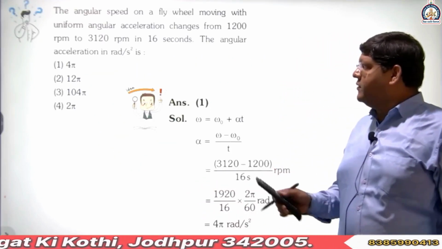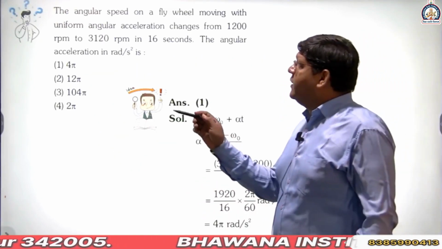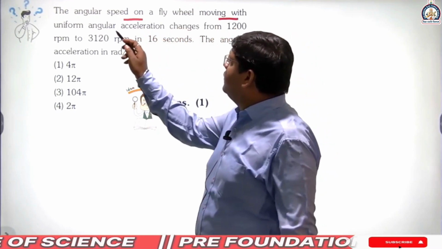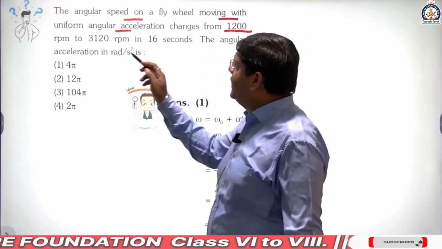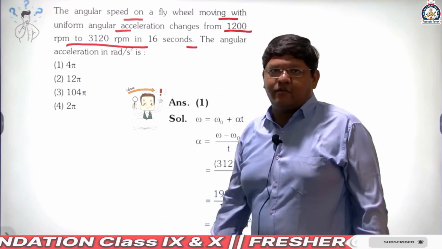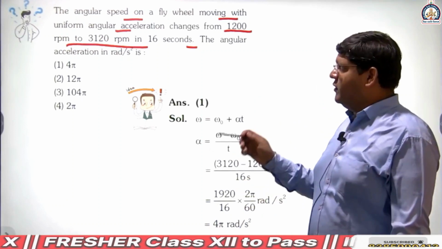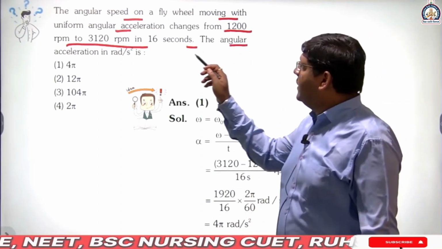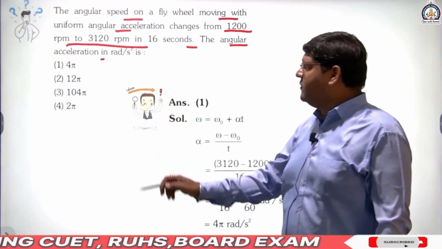Okay. Today's first question is: the angular speed of a flywheel moving with a uniform acceleration changes from 1200 rpm to 3120 rpm in 16 seconds. By this observation we can see this question is from your rotational motion topic. We have to calculate the value of angular acceleration in radian per second squared.